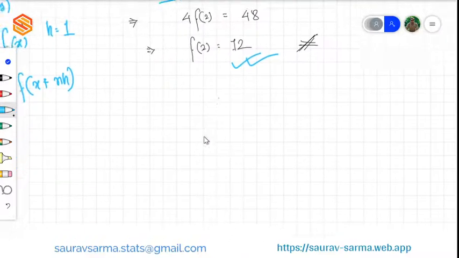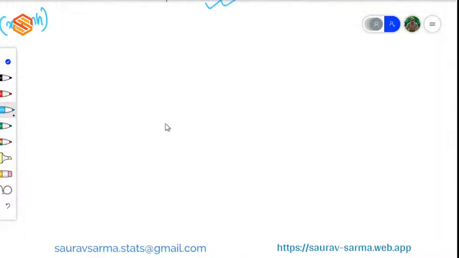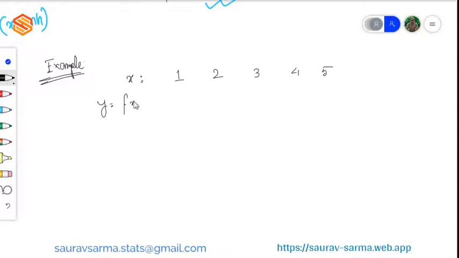So let's try another example. Okay, next question is given. The values of x are 1, 2, 3, 4 and 5, and y equal to f of x. The values given are 2, 5, 7, that's 32, okay.